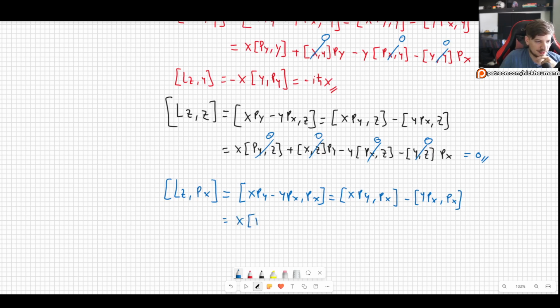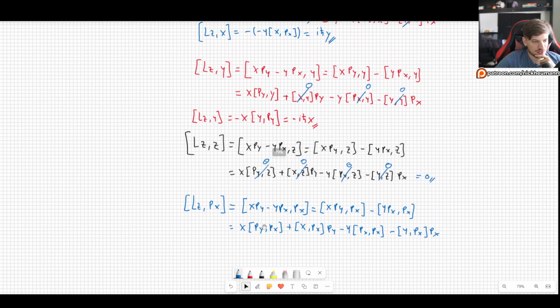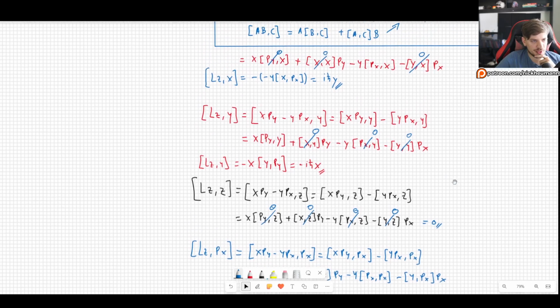So now let's again separate this. So we get iℏpy, comma px plus iℏpx py minus, and then we get iℏpx, comma px minus iℏpx px. Okay. So now we have all these commutators of momentum.